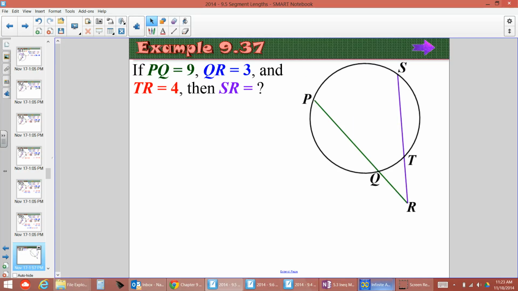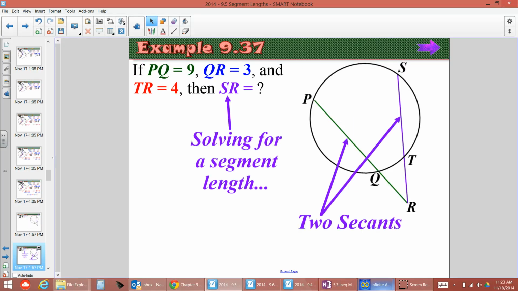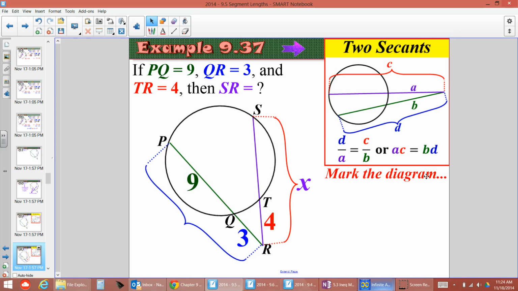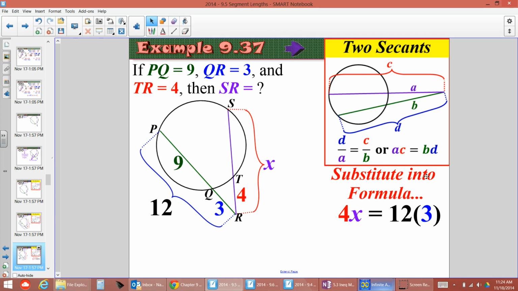Here we have two secants. Okay, when I have two secants, I call the formula. I'm looking for the length of SR. So I plug in the information. PQ is 9, QR is 3, RT is 4. And now when I plug those into the formula, I see that I have part of the chord times the full chord, or 4 times x, is equal to the whole chord times part of the chord, 12 times 3.